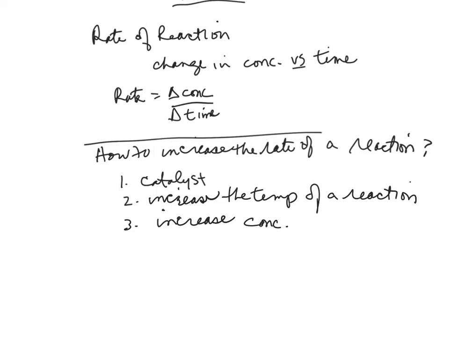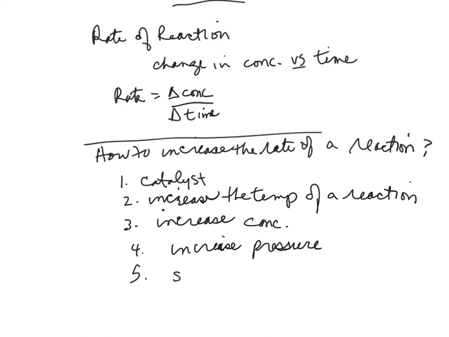Now, if it's a gas phase system, you can increase the pressure of the reactants, and that means that they'll be closer together. The frequency with which they collide and react would increase, a function of pressure. You could do that by decreasing the volume of your sample.